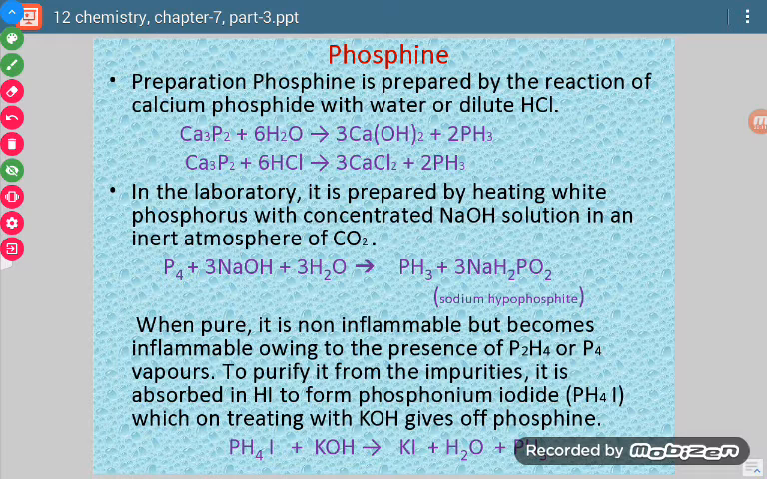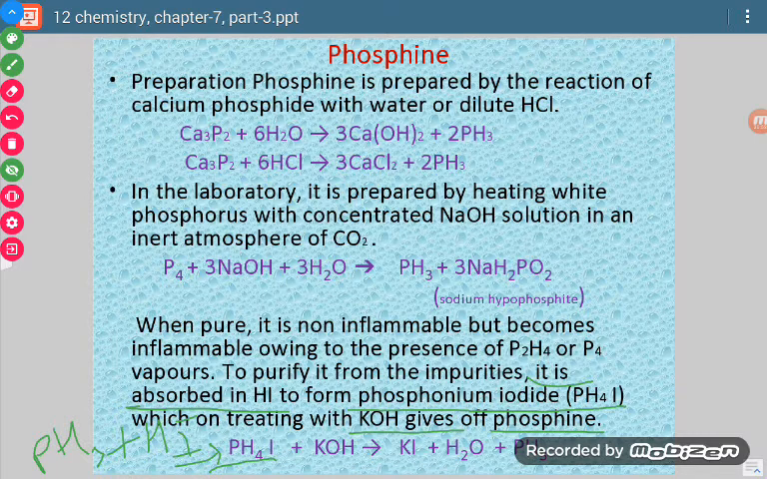And how is it done? It is absorbed in hydroiodic acid to form phosphonium iodide, which on treatment with KOH gives off phosphine. So what is done? We take this mixture, PH4I, called phosphonium iodide. How is it formed? First we take phosphine, add hydroiodic acid, and there will be formation of phosphonium iodide.